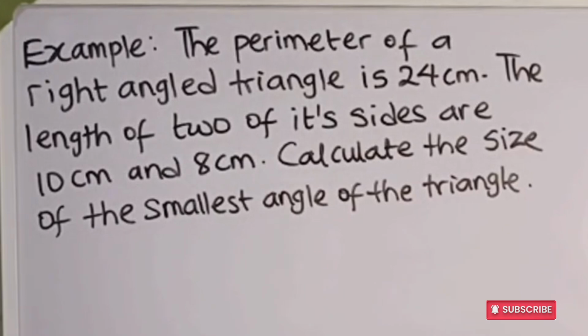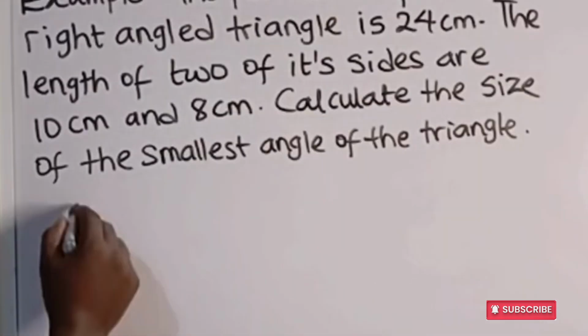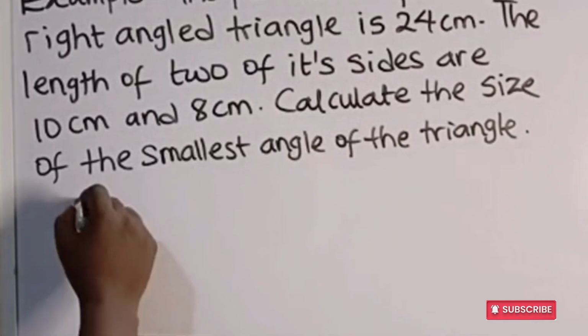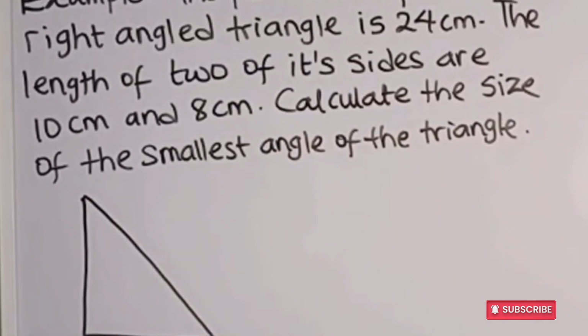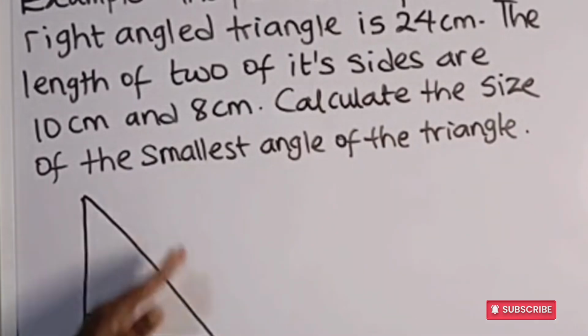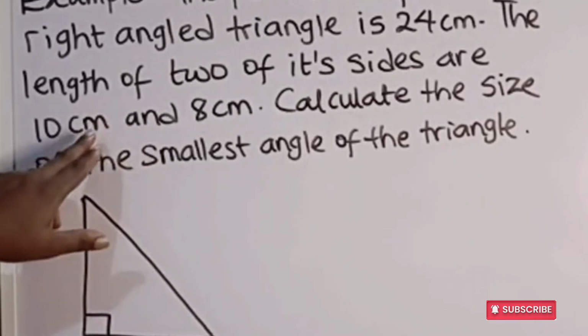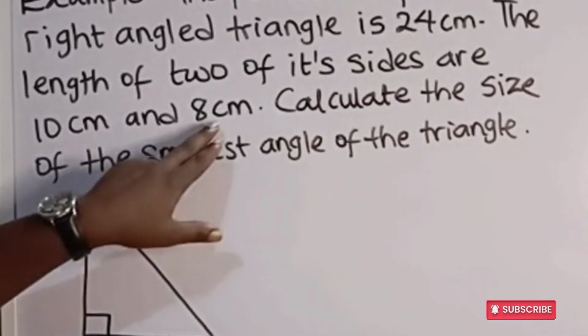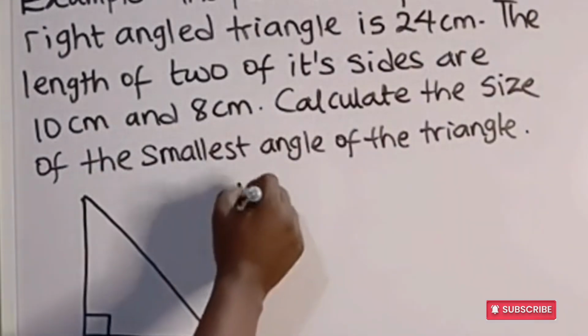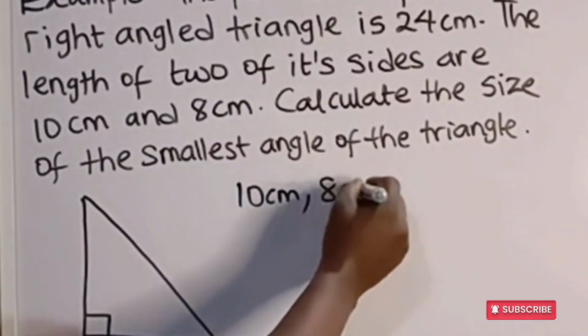Okay, so we know that this is a right angled triangle. So let's draw it. We are told that the perimeter of this triangle is 24 centimeter. Perimeter simply means add all the sides together. So if you add all the sides together, you're going to get 24 centimeter. But we are given that two sides are 10 centimeter and 8 centimeter.